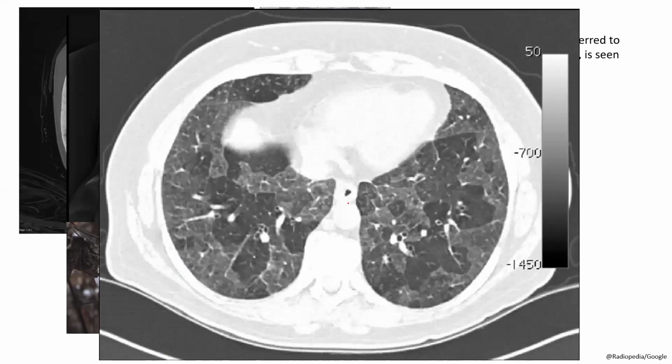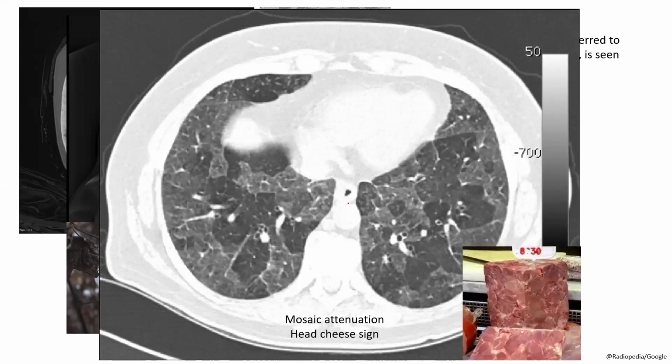When we are talking about mosaic appearance, let's have a look at this CT chest lung window, which is showing mosaic attenuation of the lung parenchyma, which is also known as head cheese sign, and it indicates chronic hypersensitivity pneumonitis.